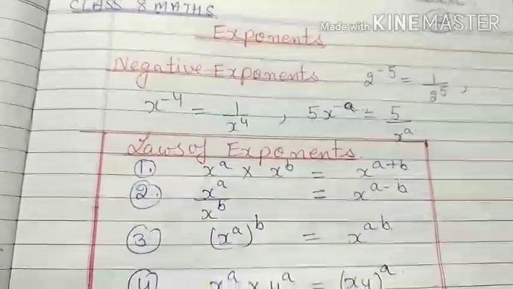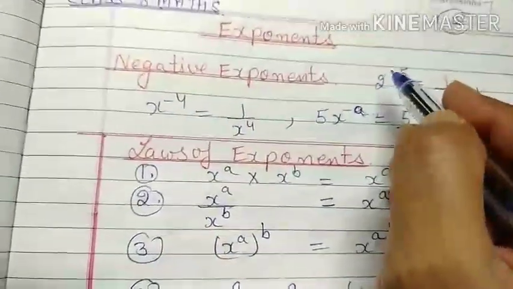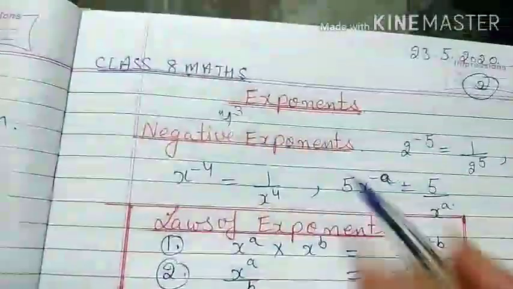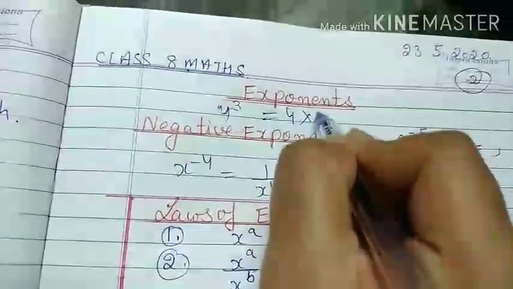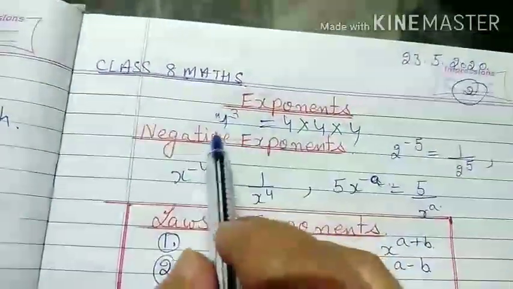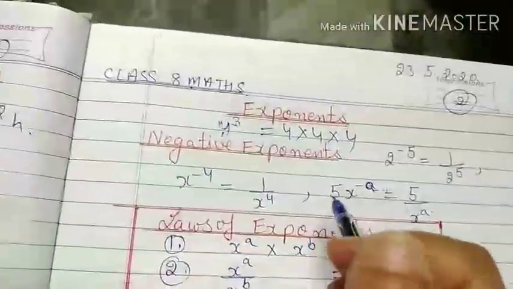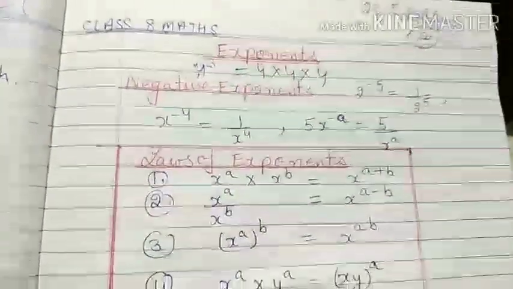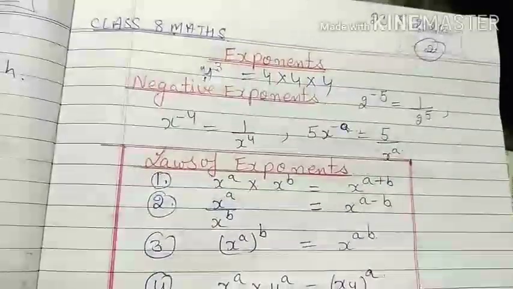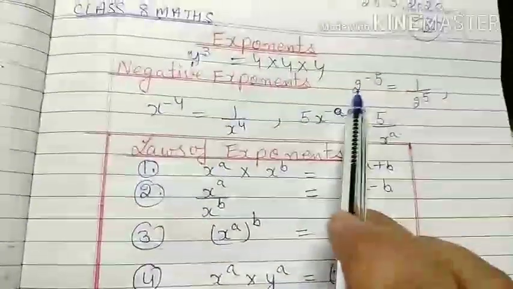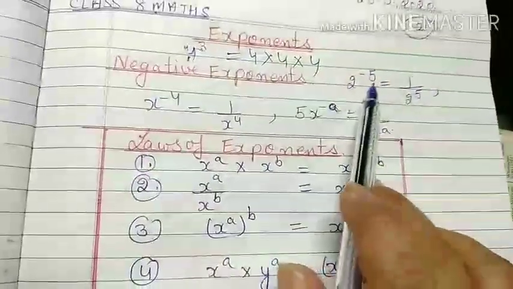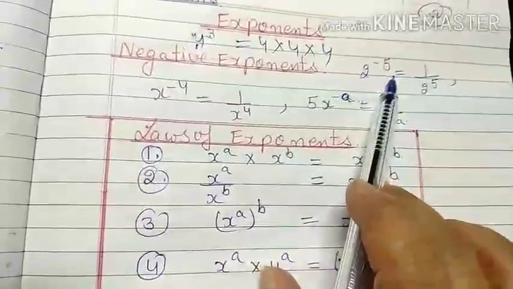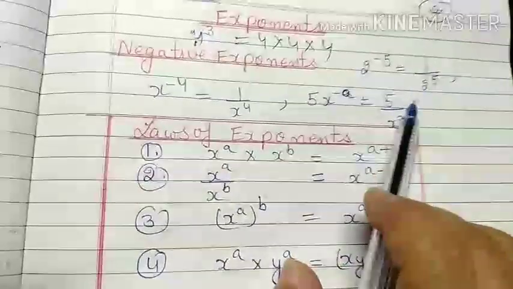Like here, if you have to write 4 raised to power 3, that means instead of writing 4 multiple times, if you just write 4 raised to power 3, that is the same thing: you are going to multiply 4 three times. But what about negative exponents? Negative exponents means when any term has a negative power, you never solve the negative power. First, you make it positive by taking the reciprocal of the term.